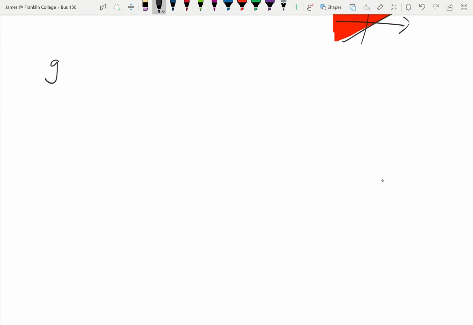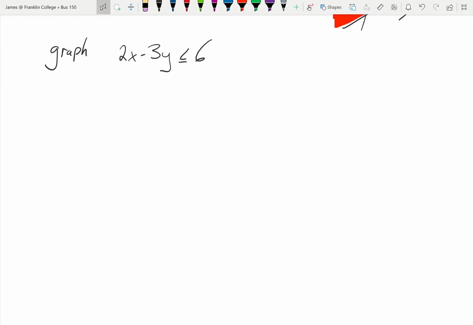Well, let's graph 2x minus 3y is less than or equal to 6. And this is written in standard form so that we can deal with both of our axes, the intercepts of our x and y intercept.